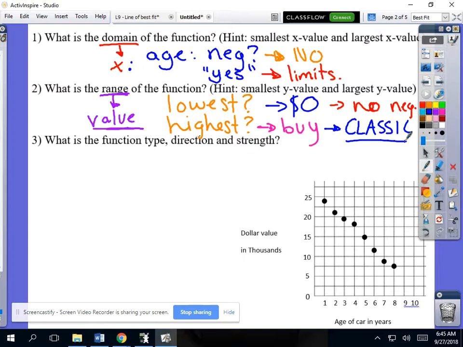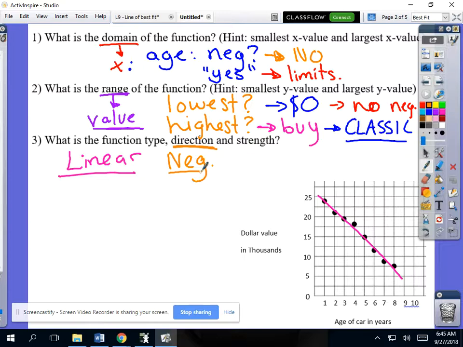So last but not least, we've kind of already talked about this one. What type of function is this? Well, this is definitely making a straight line, so it's definitely a linear function, no doubt about that. The direction, we've talked about the direction as well. It's definitely going in the negative direction.